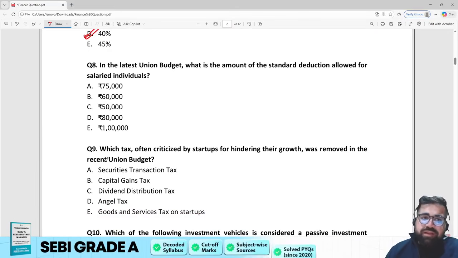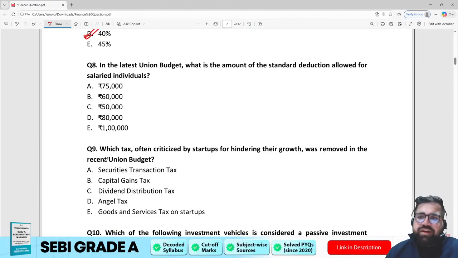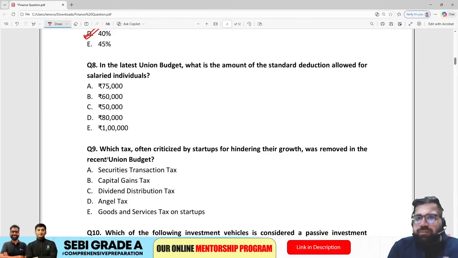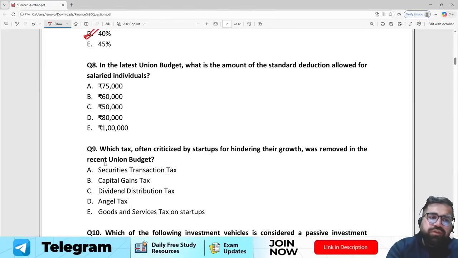Question number 8. In the latest union budget, what is the standard deduction allowed for the salaried individual? So this is a very, very important development which took place last year. By last I mean 2024, right? Not 2025. The correct answer will be 75,000 because this was increased from 50,000 to 75,000.